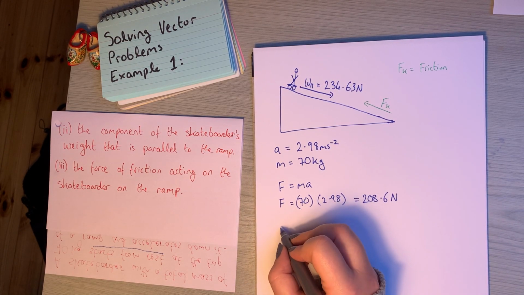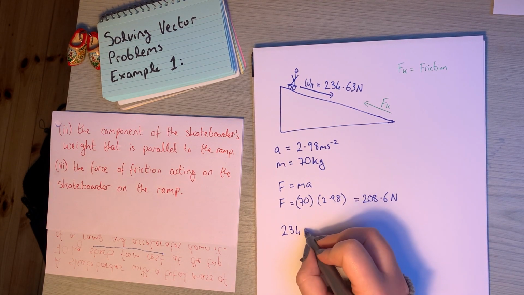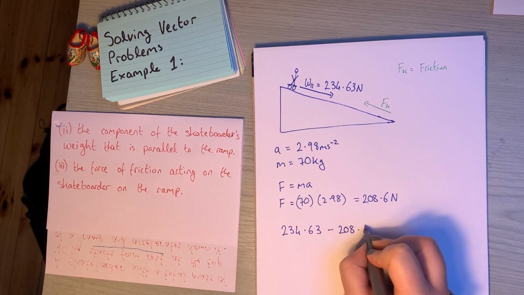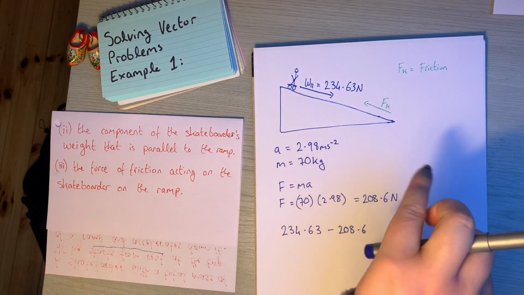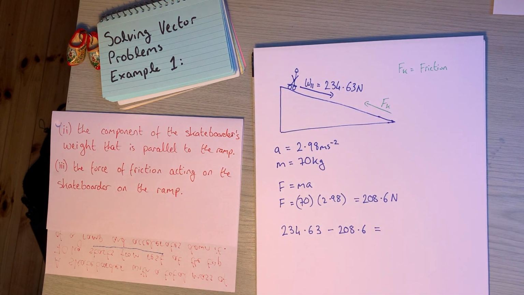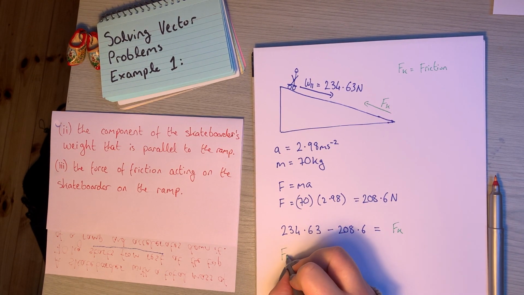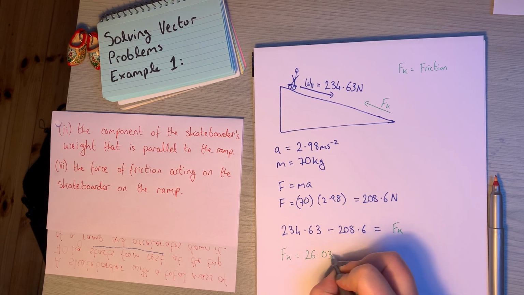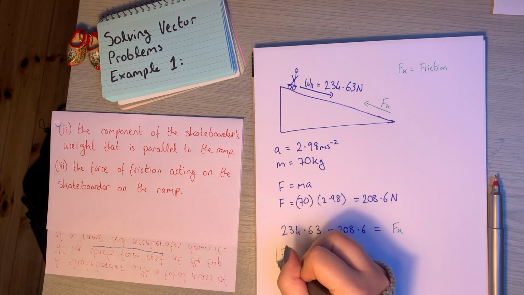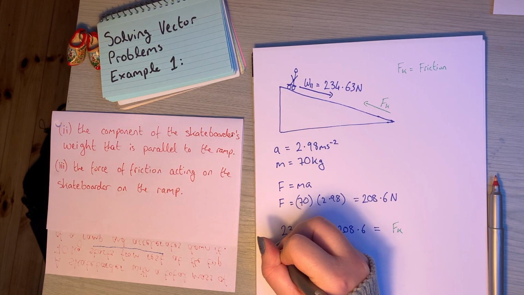So that means that the difference between the parallel component of his weight going down the ramp and the force he has on his skateboard going down due to his acceleration there must be equal to the friction. That means we have 234.63 minus 208.6. And that's 26.03 newtons. And that is our answer for part three.